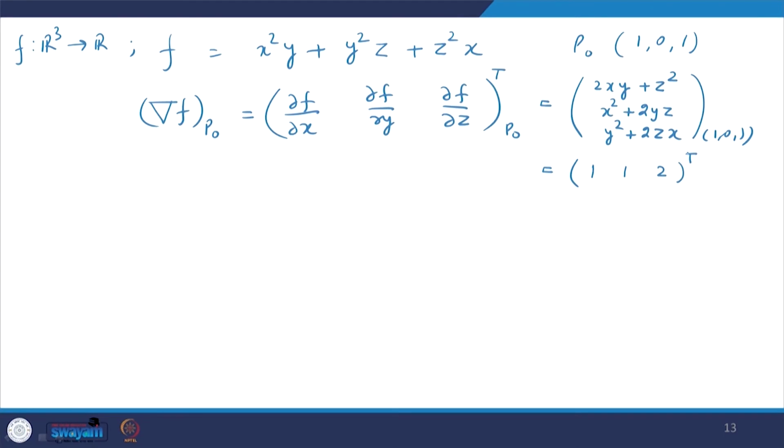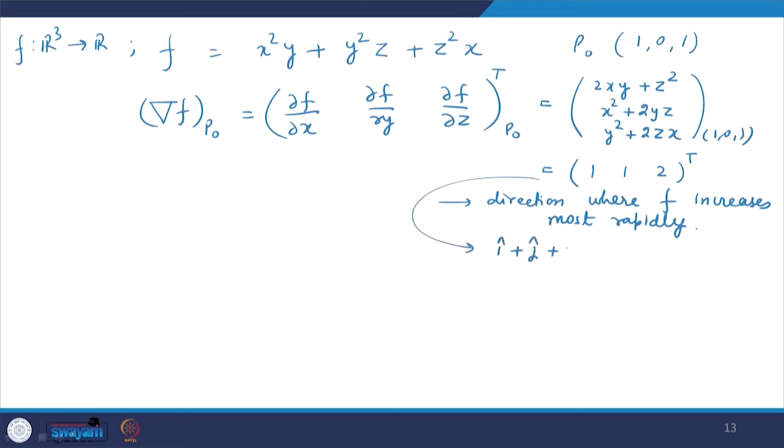So, this is the direction where f increases most rapidly. If you see this direction, it is i cap plus j cap plus 2 k cap upon under root of 1 plus 1 plus 4, that is i cap plus j cap plus 2 k cap upon under root 6. So, this is the direction where f increases most rapidly.